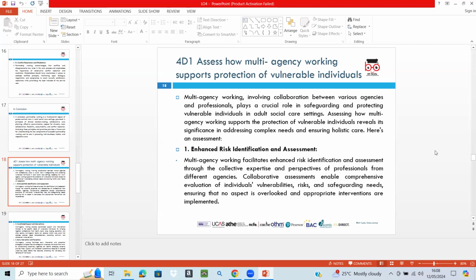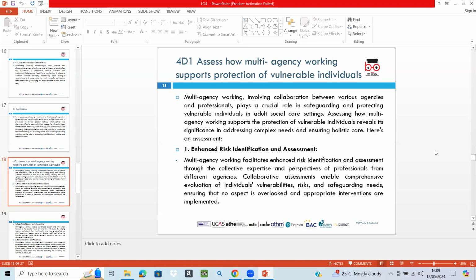Right. So multi-agency working plays an important role in enhancing risk identification and assessment in adult social care settings. By bringing together professionals from various agencies, each with unique expertise and perspective, collaborative assessment benefits from a comprehensive evaluation of individuals' vulnerabilities, their risk, and safeguarding needs.